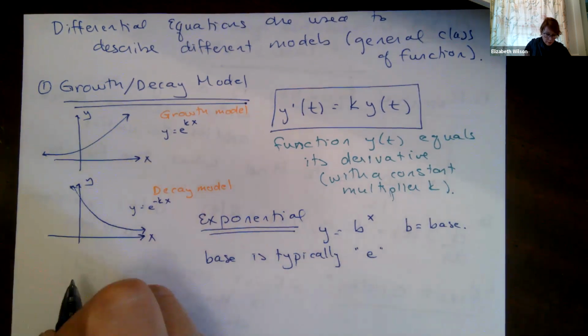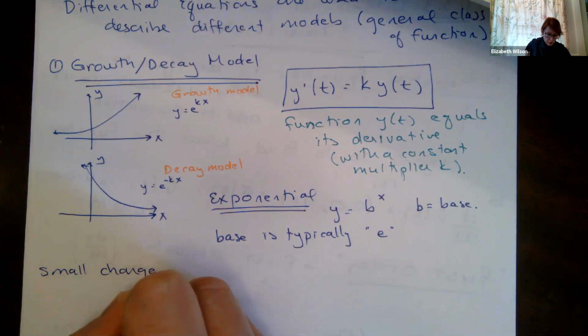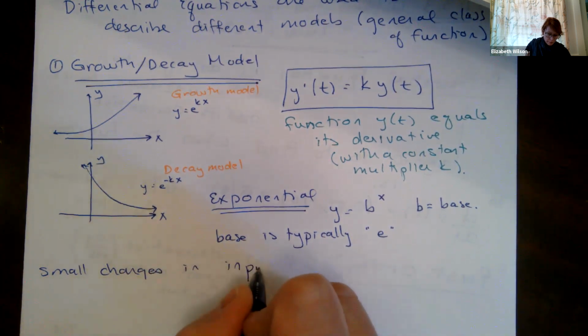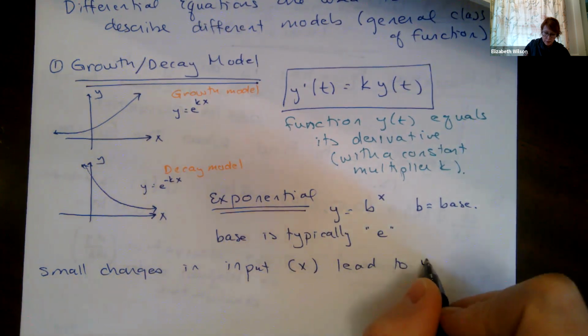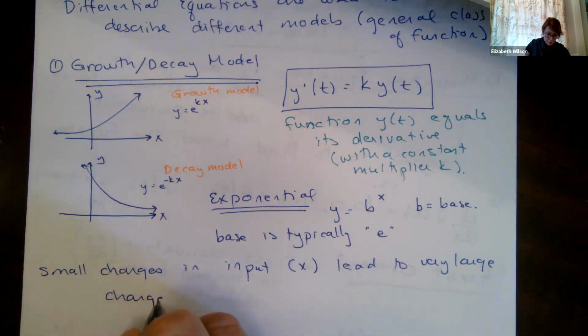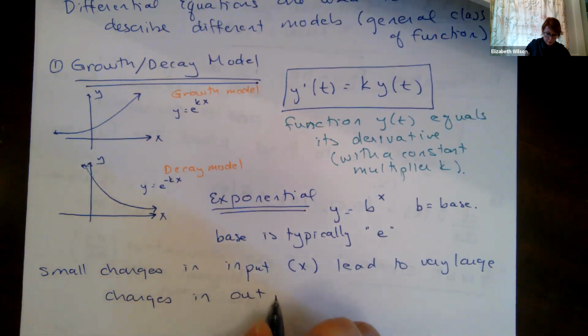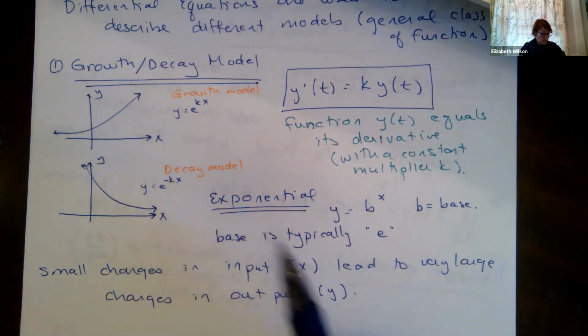So let's write that down. Small changes in input, which we've thought of as x, lead to very large changes in output, which is our y, right? So it's because it's an exponential, I raise it to that.